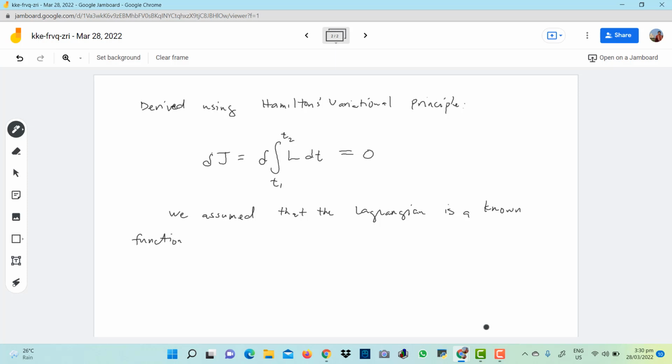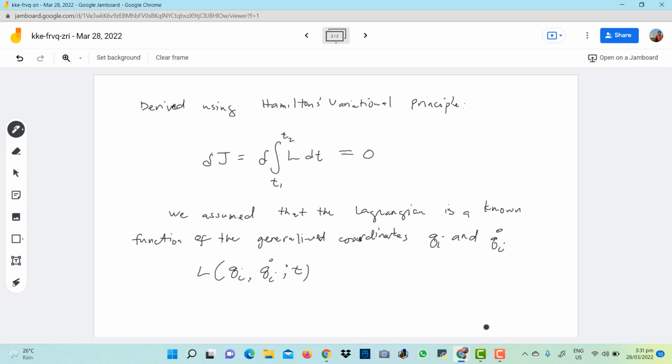So it's a known function of the generalized coordinates, katong mga Q i's nato, position and the velocities Q i dots. Okay? Q i dots. So L is a function of Q i, Q i dot, and of course time, no? It's because Q i and Q i dot is a function of time. So, yeah, L is a function of Q i's and Q i dot.